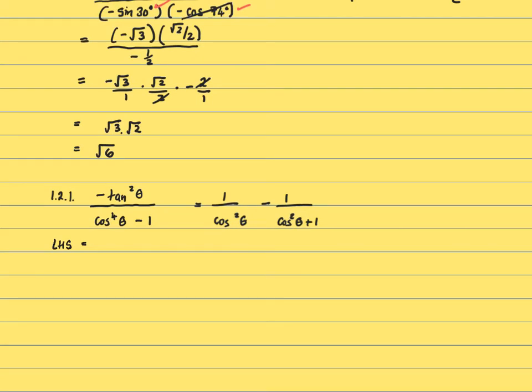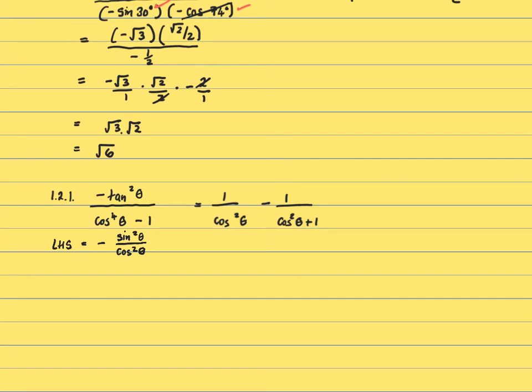Okay. All right, now I've got negative tan squared. What do I know about tan? Tan is going to become sine squared theta over cos squared theta.